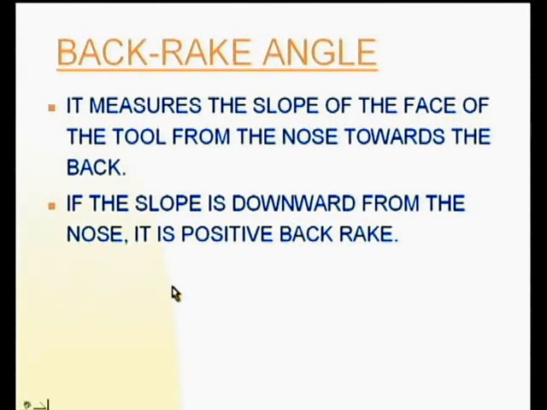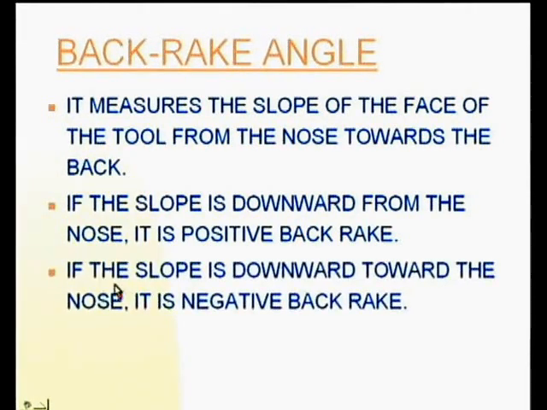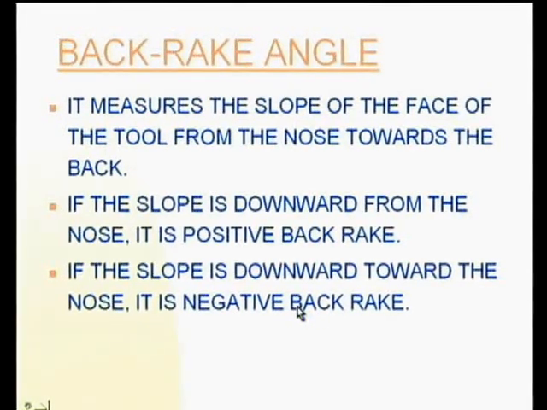See, the other type of back rake is if the slope is downward toward the nose, it is a negative back rake. Slope may be towards the back like this, it may be towards the nose like this also. When it is towards the back like this, the angle is called the positive back rake, and the edge may be tapering towards the nose, that is called the negative back rake angle.